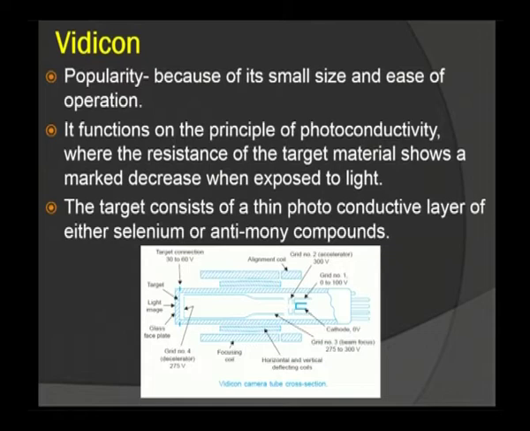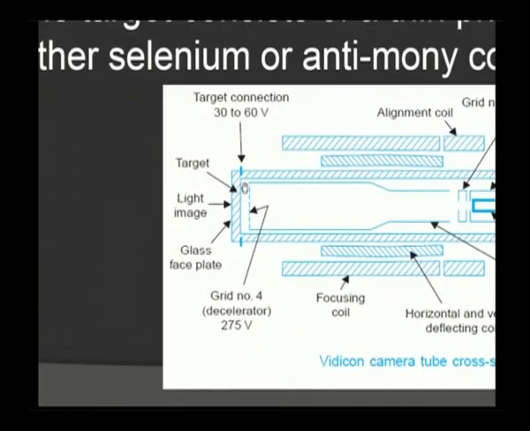Here we can observe from the Vidicon camera tube picture, the target will be this. This area will be the target. This is the glass faceplate. On this only the light will fall. This is the way the image will be deposited on the target. Here, in between the glass faceplate and the target, we are going to connect the load resistance.